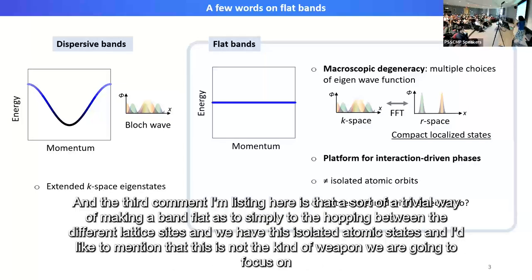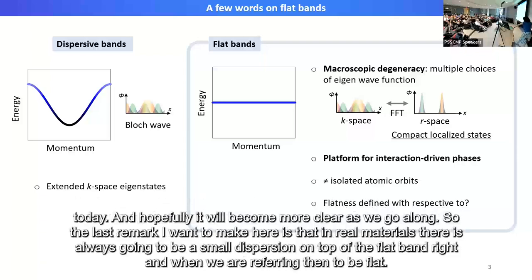And the third comment I'm listing here is that a sort of trivial way of making a band flat is to simply kill the hopping between the different lattice sites, and we have isolated atomic states. And I'd like to mention that this is not the kind of flat band we are going to focus on today. And hopefully it will become more clear as we go along.